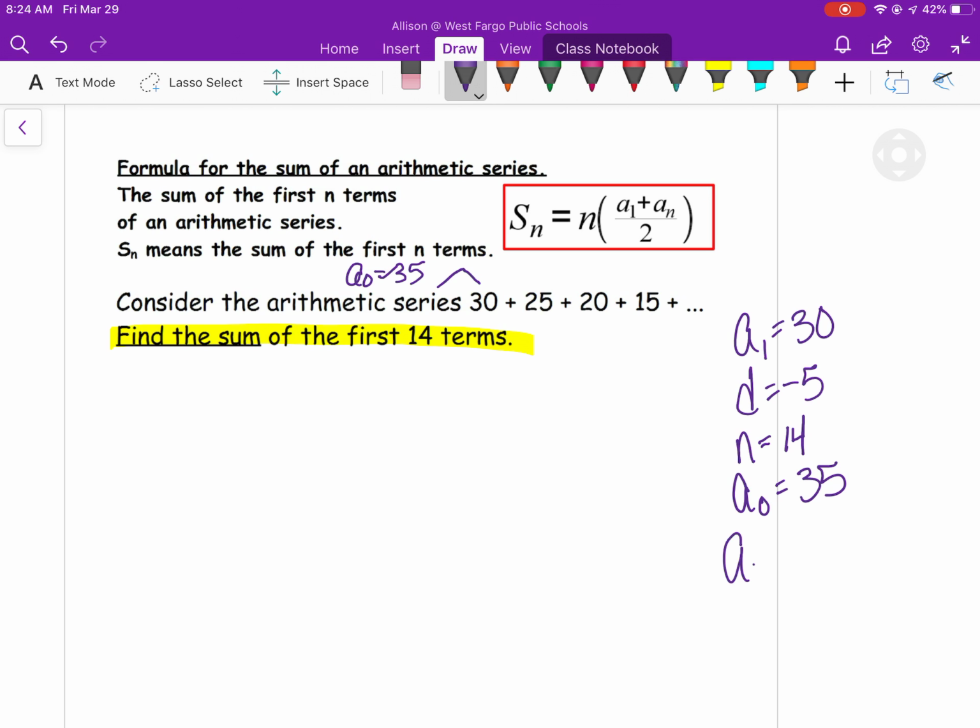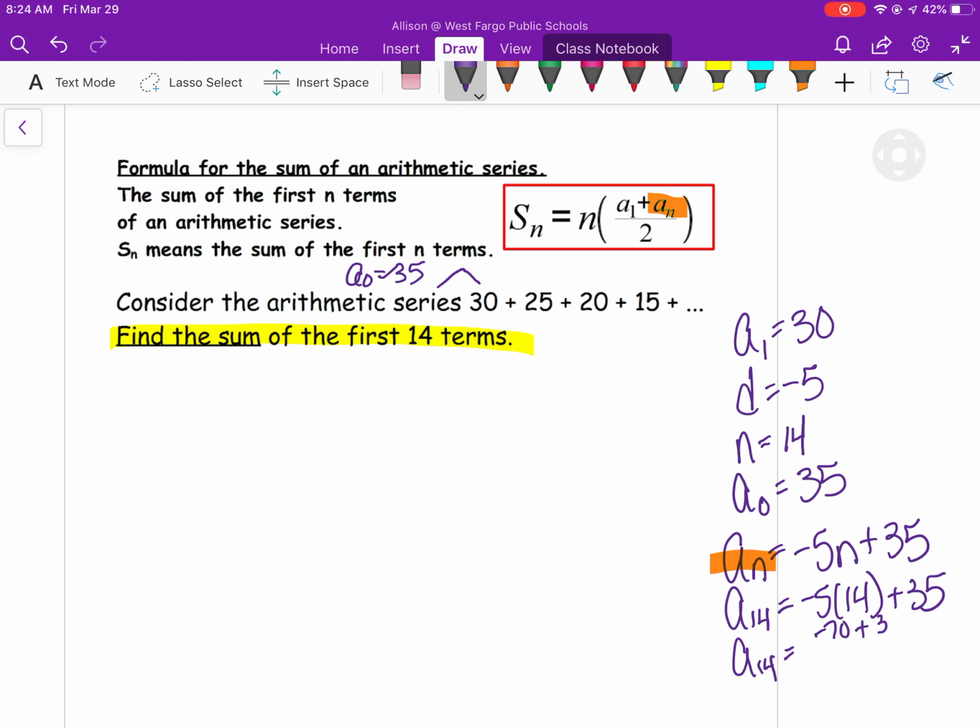And then my formula to find my nth term, so I need to know my 14th term, will be dn plus a sub 0, so negative 5n plus 35. That means my 14th term will be negative 5 times 14 plus 35. So a sub 14, my 14th term, will be negative 70 plus 35, which is negative 35.